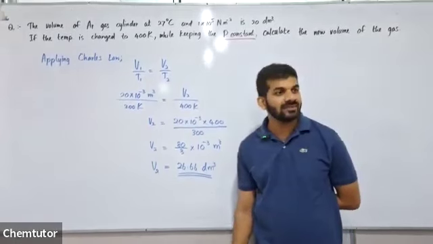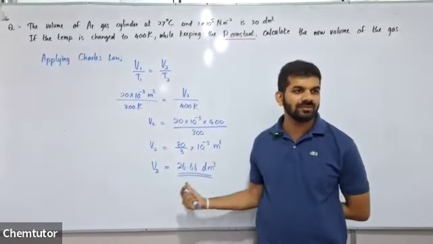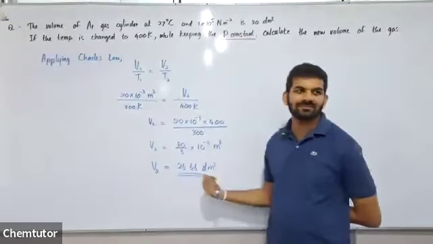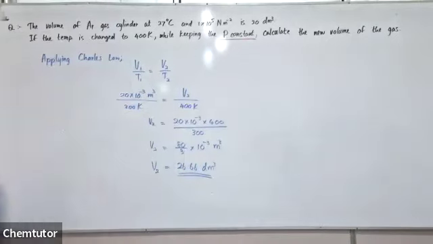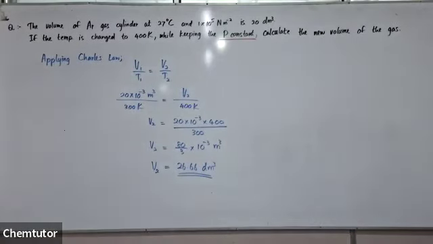Okay, did you get the answer? So you will get the final answer. Yeah, the 10 to the power minus 3 cancels out on both sides. Therefore, we get the final answer, that will be 26.66.